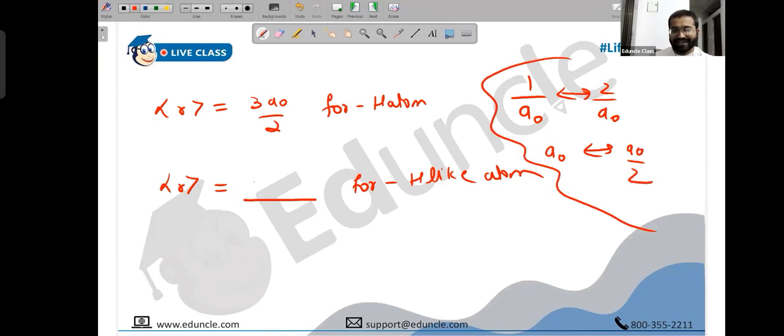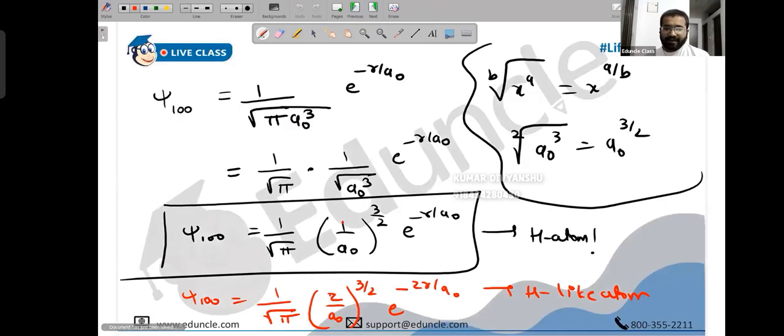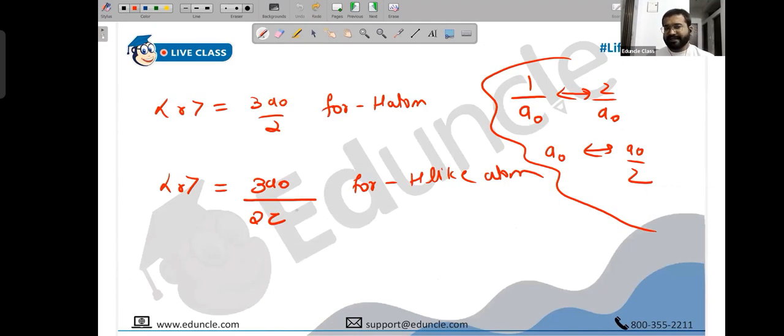By analogy, your answer will be 3 a naught, replacing a naught with a naught by Z, so it will be 3 a naught upon 2Z. That's it, because Z is anyway constant. It's like substituting Z upon a naught as P naught, like 1 upon P naught. Throughout your integration you will have P naught everywhere, and then you will replace that P naught with a naught by Z.